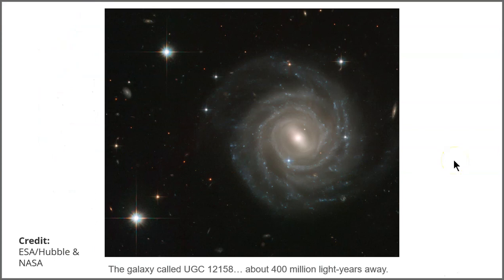This picture was taken by the Hubble Space Telescope, galaxy UGC 12158. It's about 400 million light years away, and it's in an orientation where we can see the structure of the spiral galaxy itself. We see the core here, and then we have the spiral arms around it. And scientists think this galaxy is like a mirror image of our own. Scientists think basically the Milky Way looks like this galaxy.